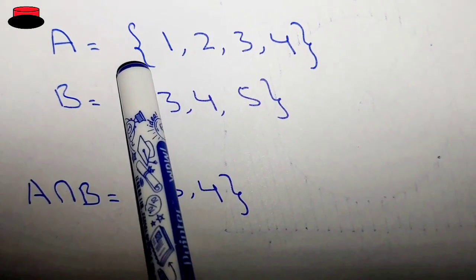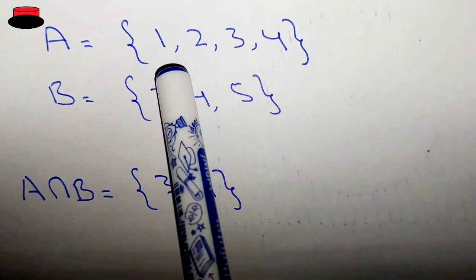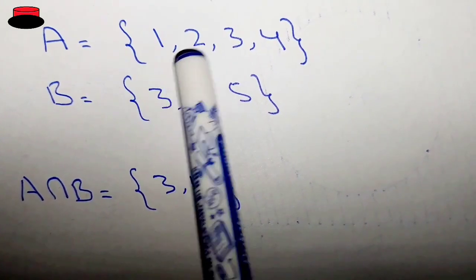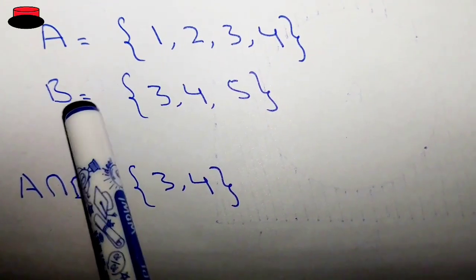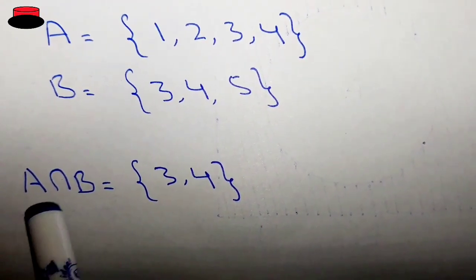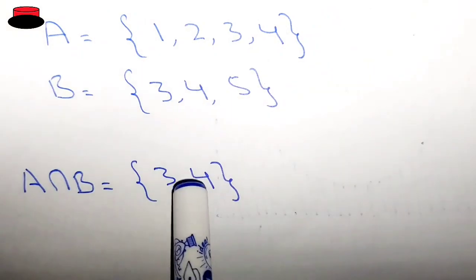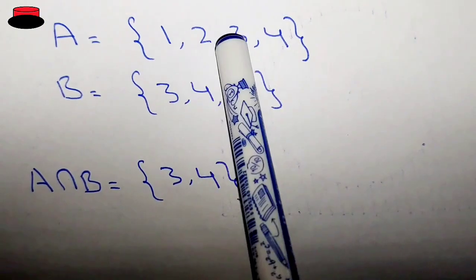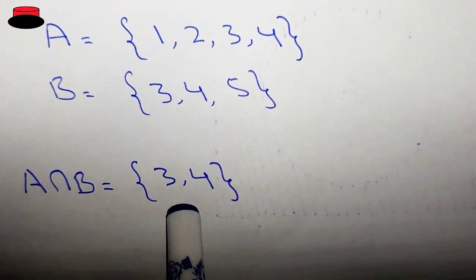Let's suppose we have the two sets, the set A and the set B. And the elements of the set A are 1, 2, 3, 4. And the elements of the set B are 3, 4, 5. So we will write a new set. A intersection B equal to 3, 4. The common elements from both the sets will be written in a new set.